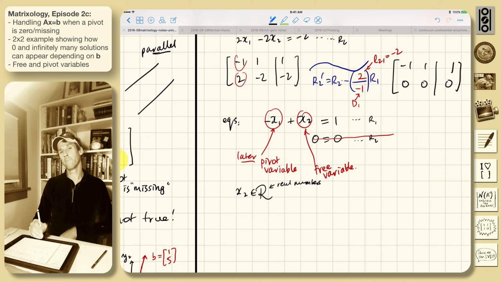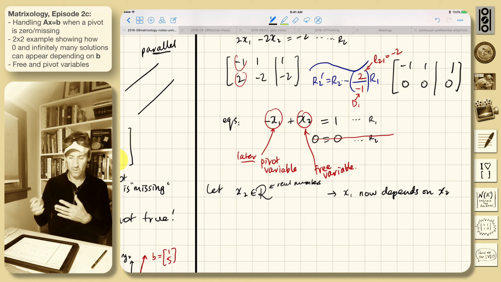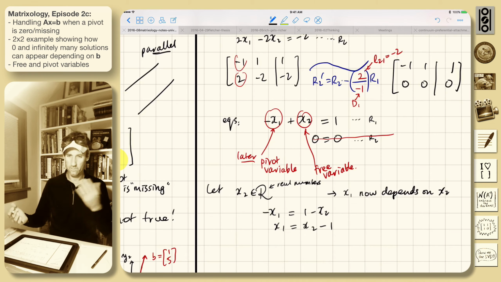It's free, right? In the Mel Gibson sense. It can do whatever it wants. But that then constrains x1, which now depends on x2. So we're going to let this be true, and this is structurally just going to be nice for us later on. So minus x1 equals 1 minus x2, right? Just unwrapping this equation up here, yes? And then x1 is equal to x2 minus 1. So you choose x2, you get x1.